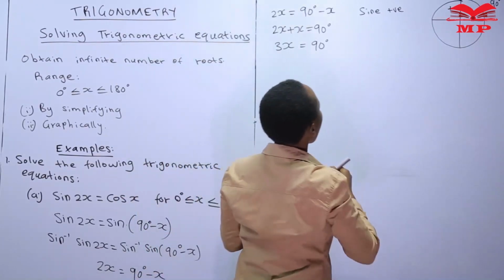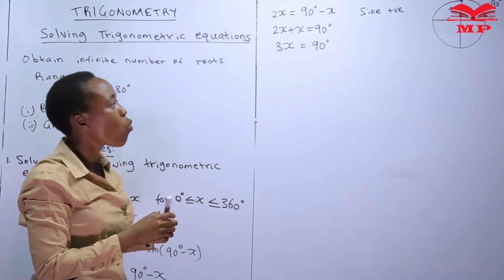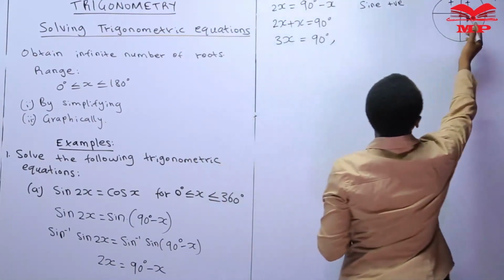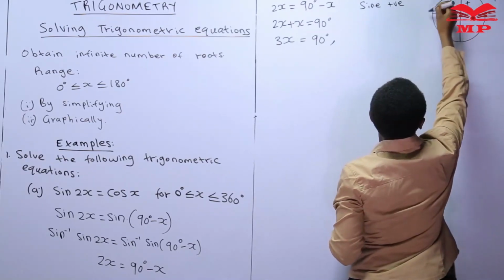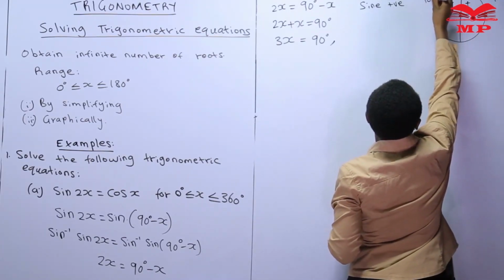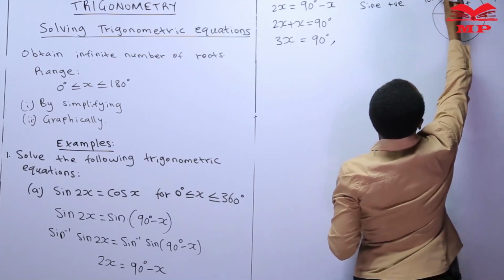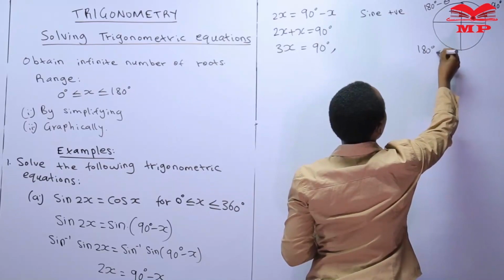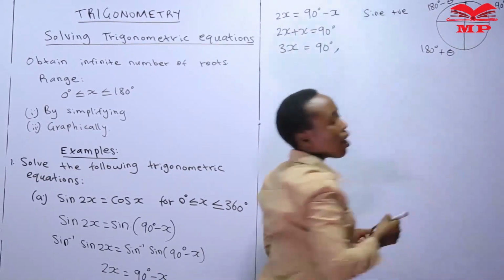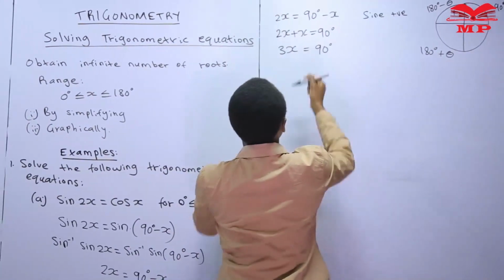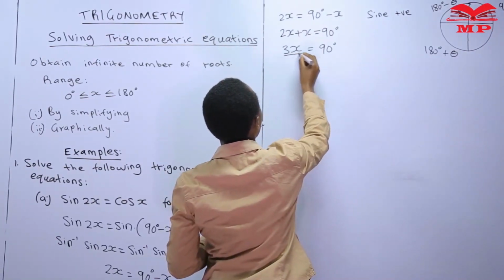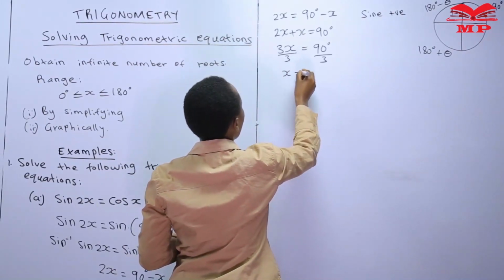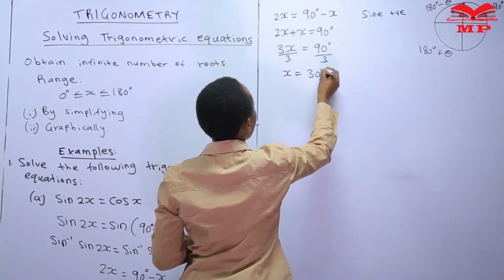So we also need to get the angle in the other quadrant. We have 90 degrees, then here we have 180 degrees minus theta. Then we have 3x, and we can divide this by 3 so that we get the acute angle, and therefore our x will be equal to 30 degrees.